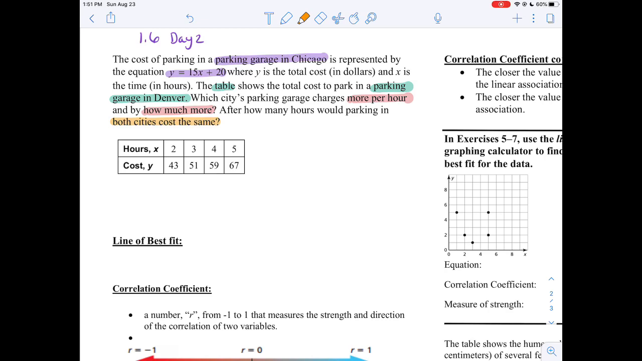All right, so right now we have an equation for one of our cities, Chicago, and we have a table for the other. So it's going to be very difficult for us to compare table to equation. So I would like to change the table into an equation. We learned how to do that last time using Desmos, and then it'll be easier to compare. So let's go ahead and use Desmos to take this table of data and make an equation out of it.